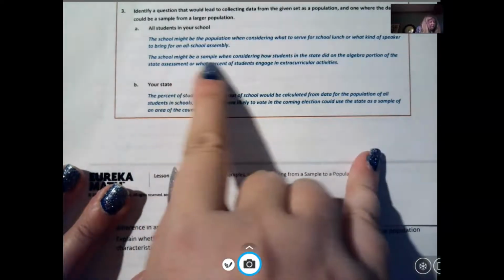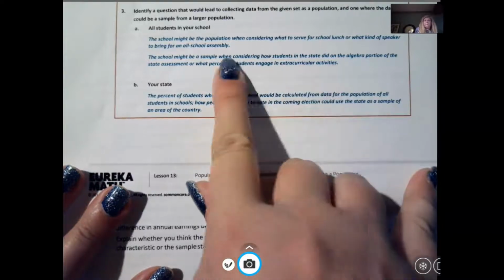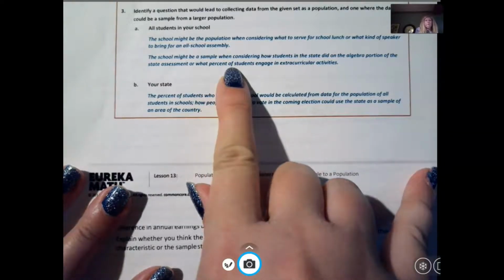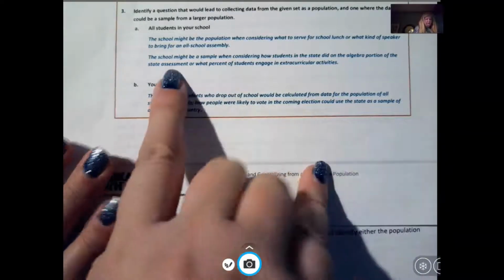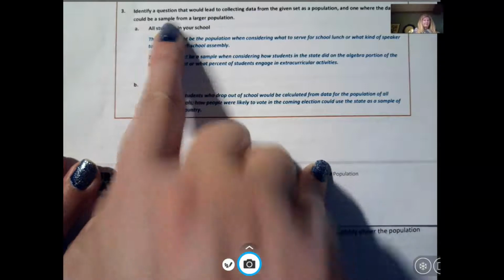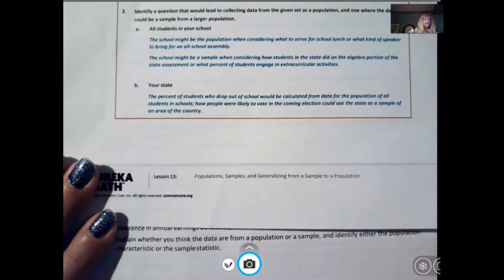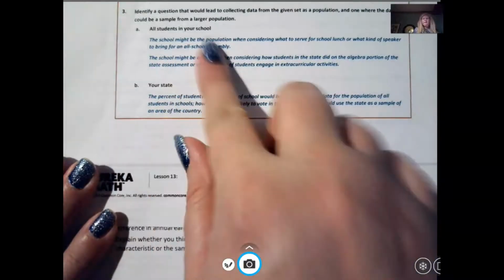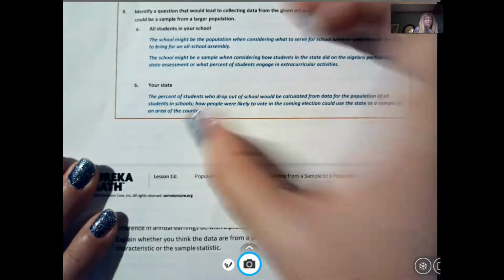Okay, now the school might be a sample when considering how students in the state did on the algebra portion of the state assessment, or what percent of students engage in extracurricular activities. So if we were going to survey our students, but then apply the result to the state, then that would mean the school was actually the sample from all the students in this state.